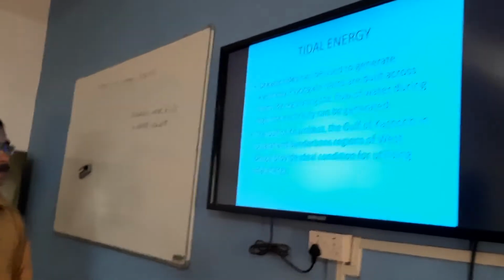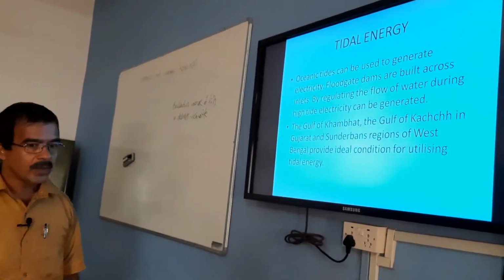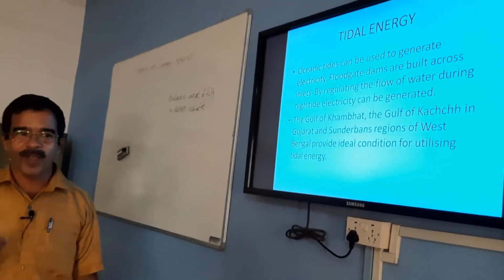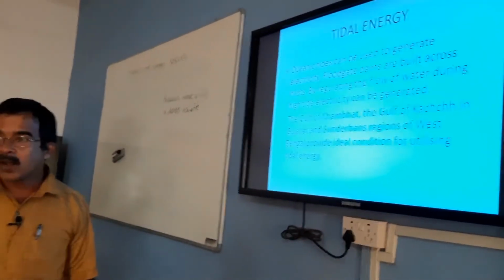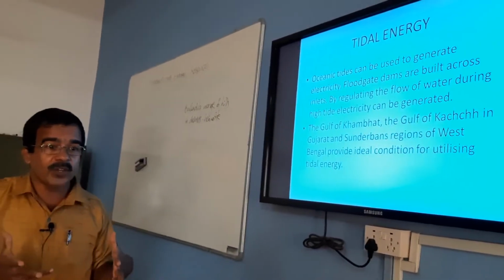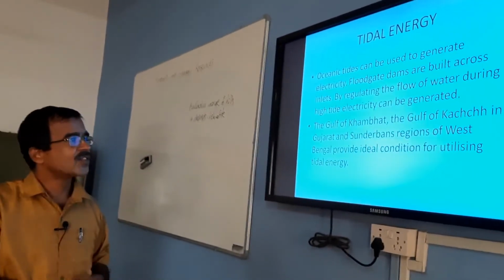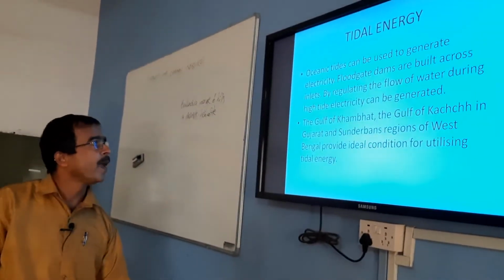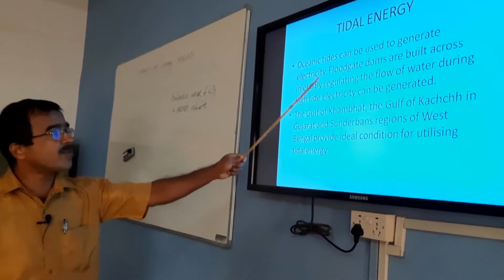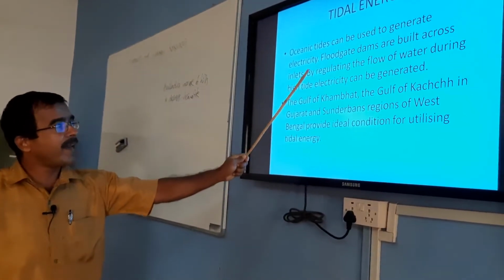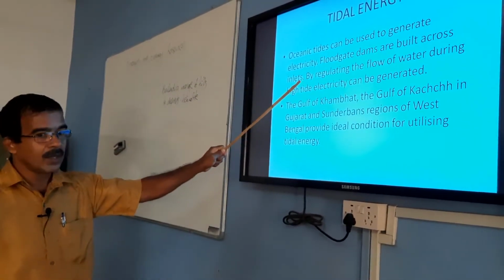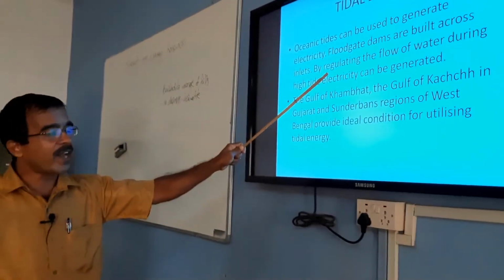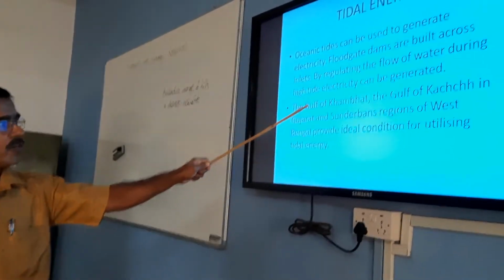Then tidal energy. You know, tides, oceanic tides are also a source of energy. We are exploring all options to substitute the fossil fuels. So, the researchers showed that tides also can be utilized for producing electricity. And for that, floodgate dams are built across inlets. By regulating the flow of water through a pipe and fitting the turbine, we can produce electricity. A video will be shown to you.